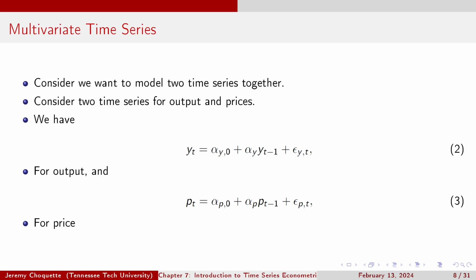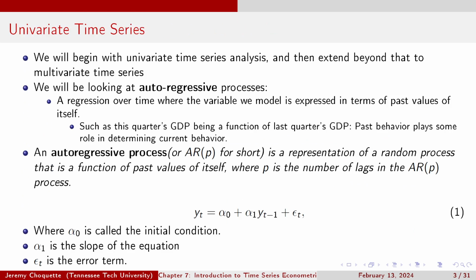That's for just an individual time series, right? Univariate time series. But the thing is, we can actually look at a lot of them together. We can look at more than one time series together. So what I had before, right? Equation 1, this was a univariate time series because it's just GDP. It's an AR process. So there's multiple values of GDP that are affecting current values of GDP, but it's still just GDP, right? GDP and last period's GDP.